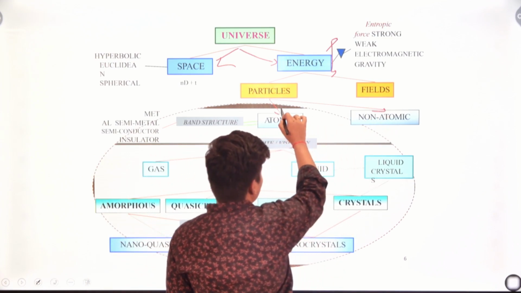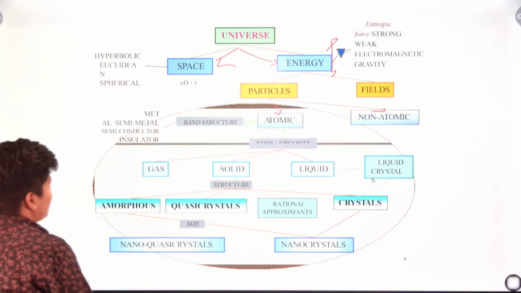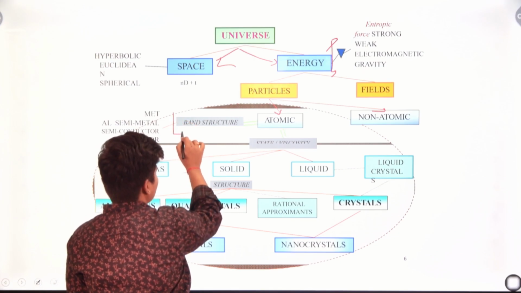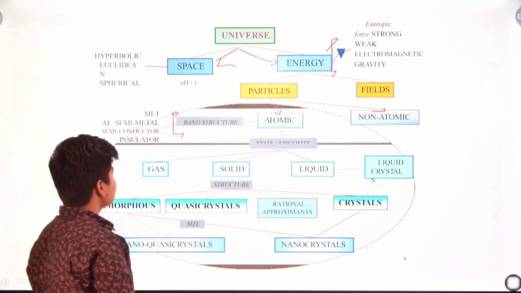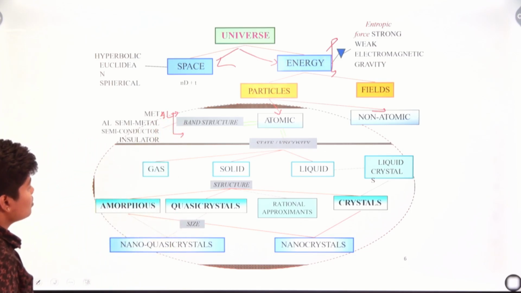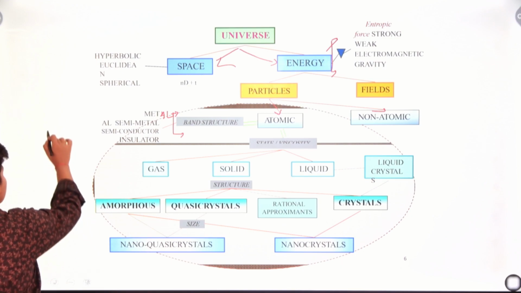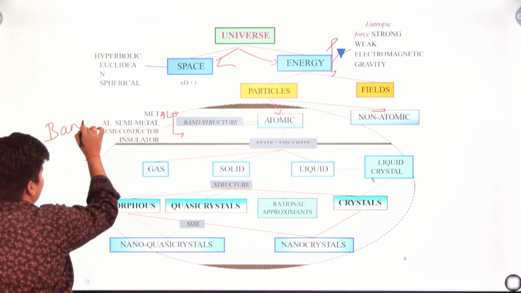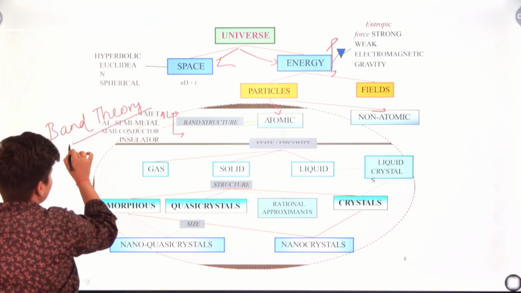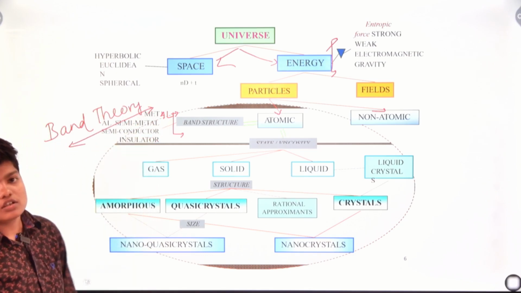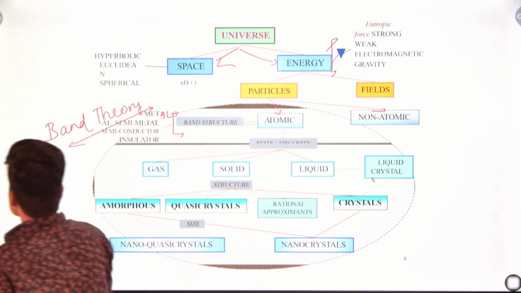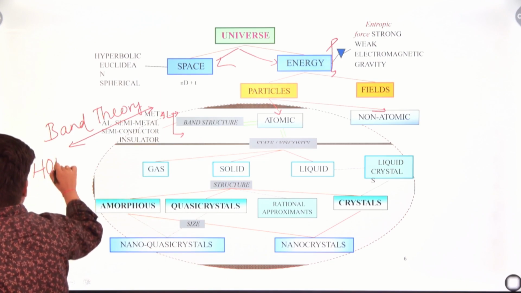Okay, so now energy in particles. Particles are generally atomic and non-atomic. According to band theory, the atoms are divided into four categories. First is metal, second is semi metal, third is semiconductor or insulator. First we have to understand what band theory is. Band theory tells how electrons go from HOMO to LUMO. First, what is HOMO? What is LUMO? HOMO means the highest occupied molecular orbital.